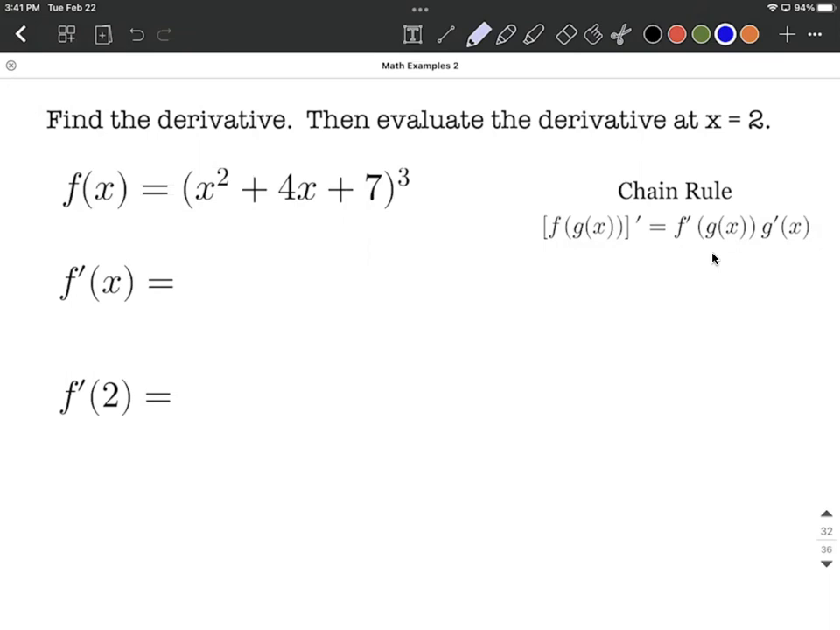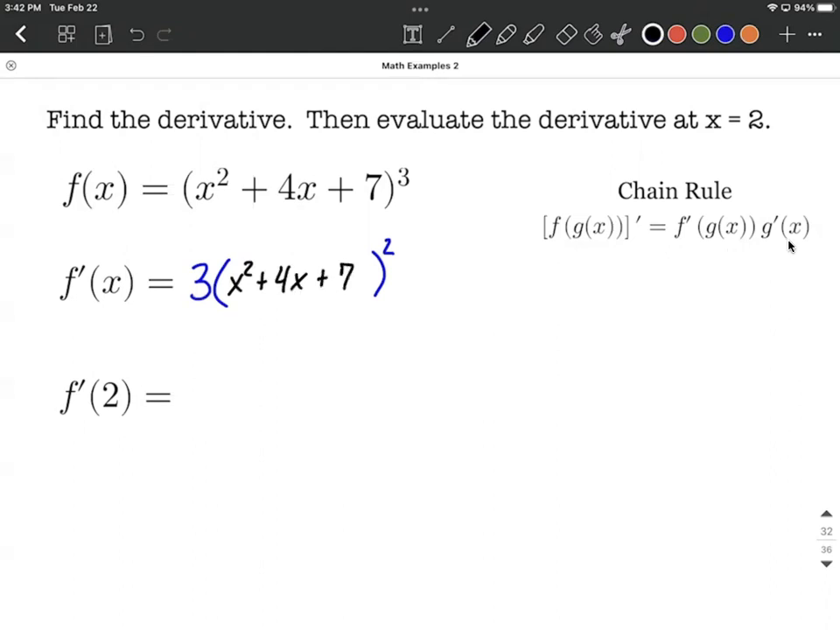So we can use the power rule for that part. We can bring the 3 down in front, and then we can reduce that exponent by 1. So 3 minus 1 is going to give us a 2 for our new exponent. With that chain rule, we then copy down the inner function at this point. So the inner function, x squared plus 4x plus 7, is going to remain there.